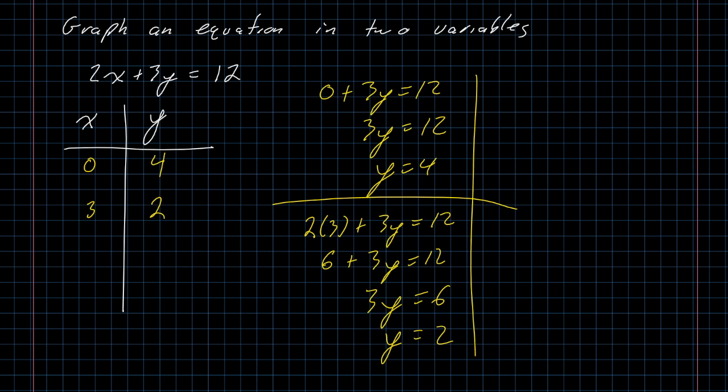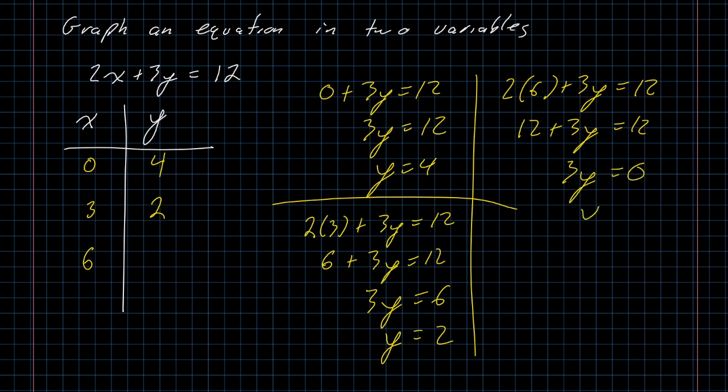And I don't know, one more? What if I plug in x equals 6? Well, when I try that, I get out y equals 0. All right, so there's a third point. If I wanted to, I could try a couple more points, but I'm instead going to use what I know.